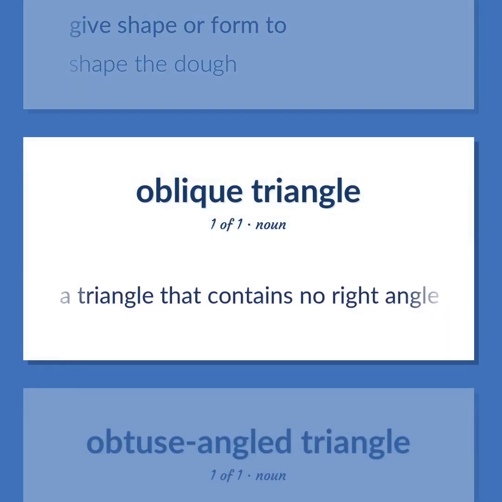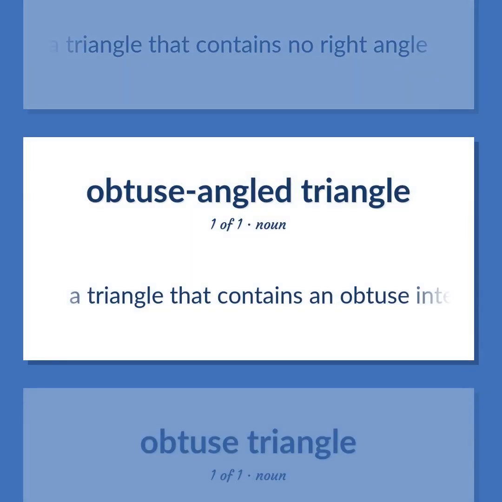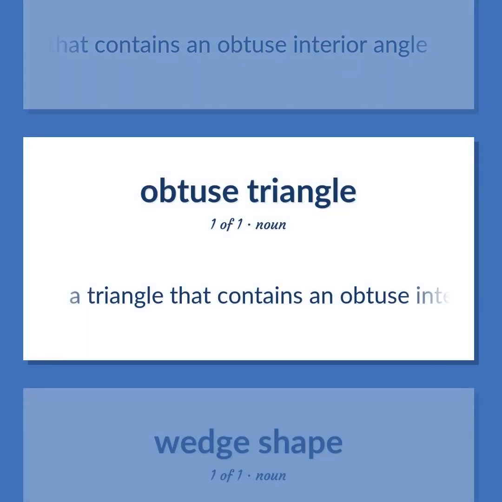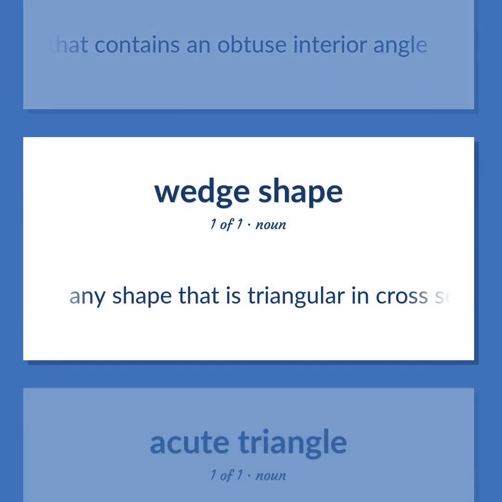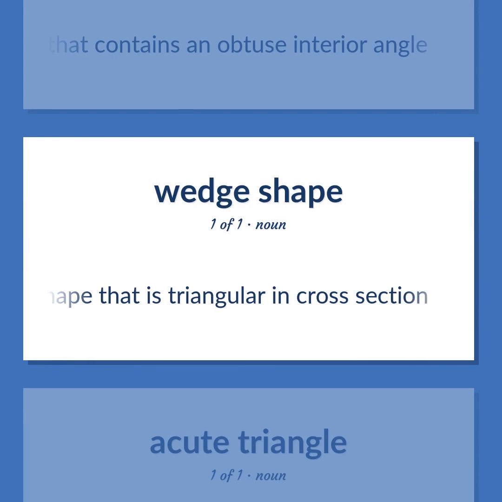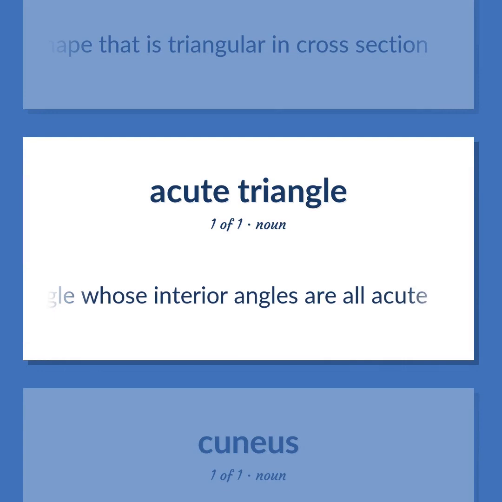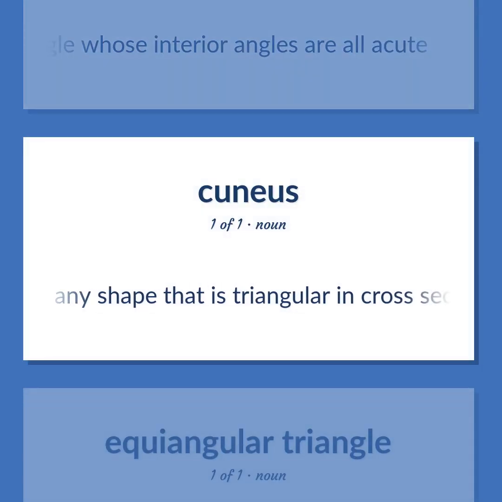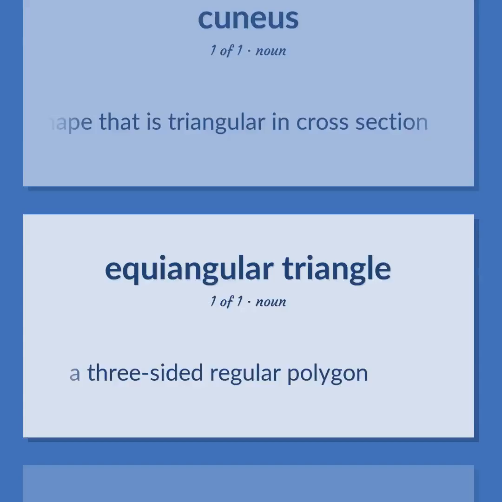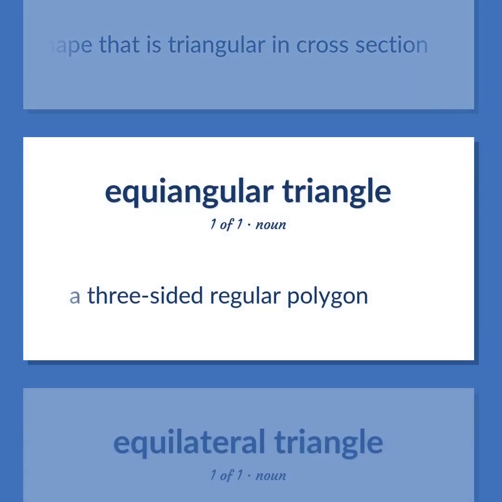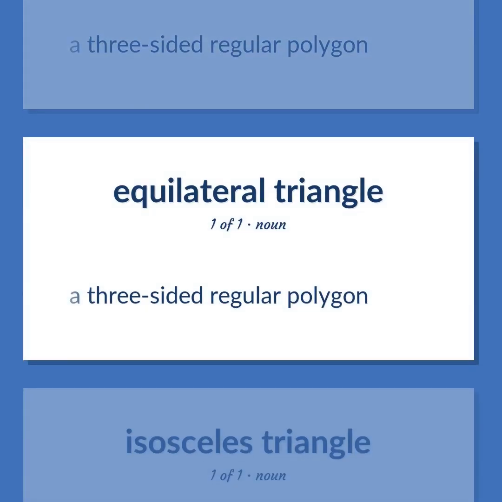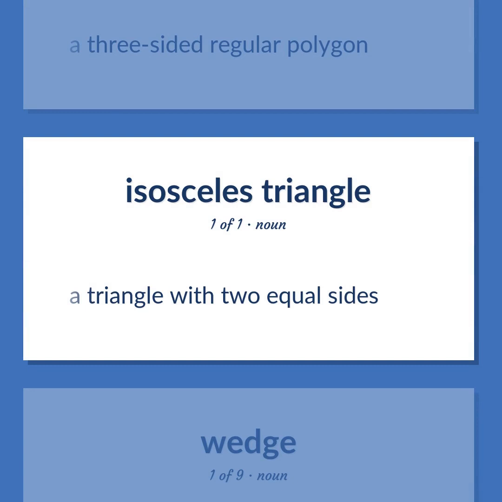A triangle that contains no right angle. A triangle that contains an obtuse interior angle. Any shape that is triangular in cross-section. A triangle whose interior angles are all acute. A three-sided regular polygon. A triangle with two equal sides.